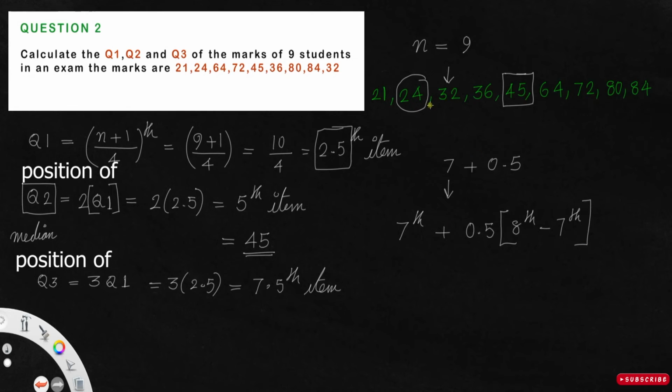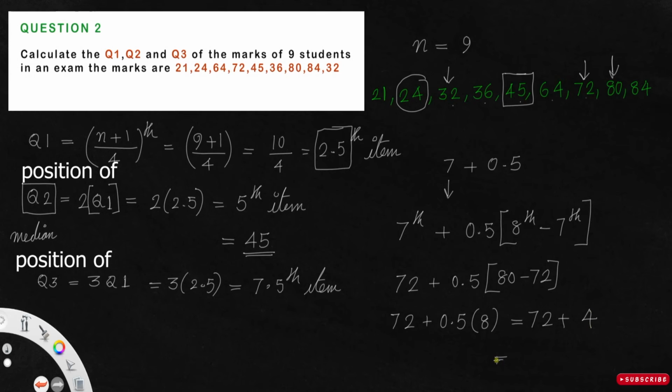Okay, so what's the 7th item? This is the 3rd one, 4th one, 5th one, 6th one, 7th one. So 72 plus 0.5 times, this is the 8th item, so 80 minus 72. So 72 plus 0.5 into 8 is 4. So that's equal to 76. So the third quartile will be 76.